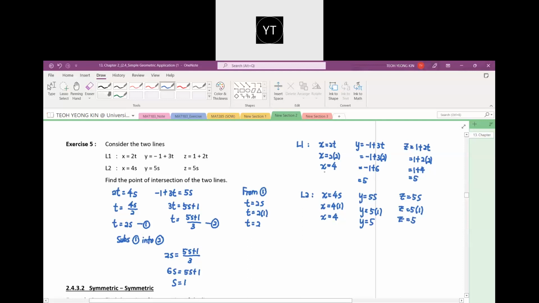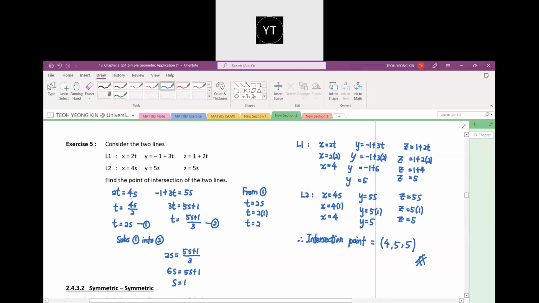You can notice that x, y, z from line 1 are also equal to the x, y, z from line 2, which is x is 4, y is 5, z is 5. Therefore, the intersection point will be equal to (4, 5, 5). So this is the answer for exercise 5.